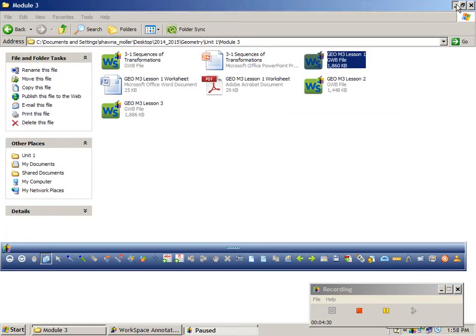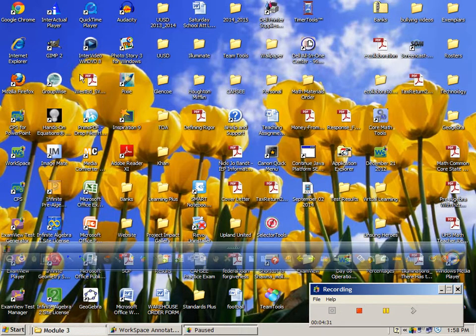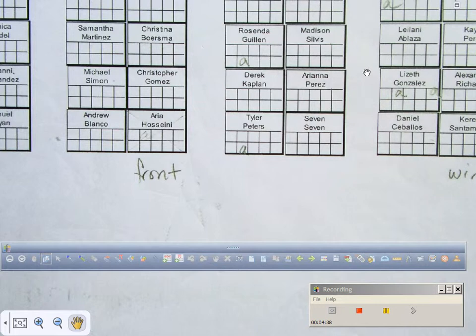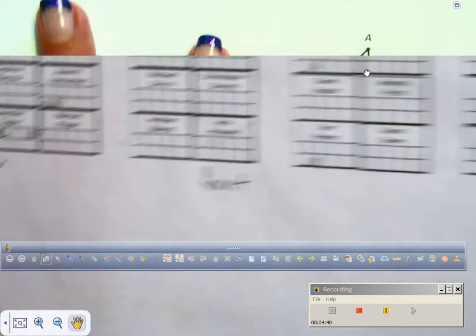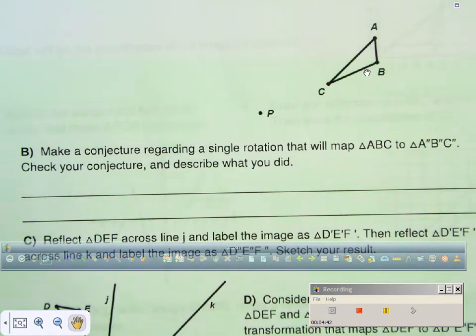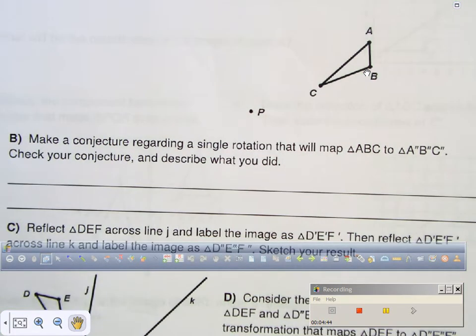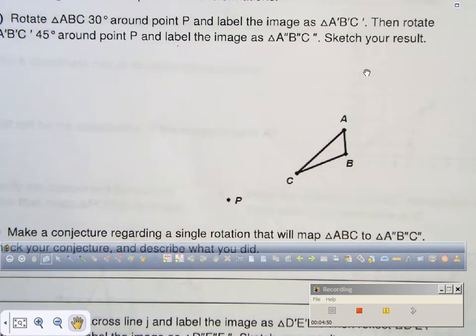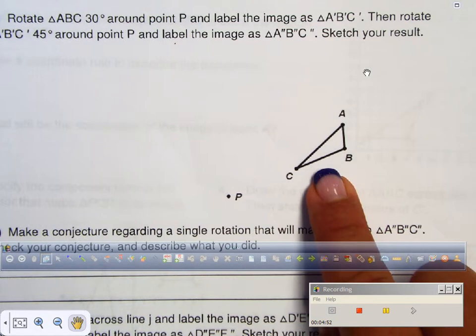Okay, so I'm going to attempt to do this so that you can see it as I'm recording as well. So I'm going to open up ImageMate. Bear with me, guys. Let's see. I've never attempted this before. Hopefully it's recording right now. It should be because it's on a different screen. Okay, so I'm going to go ahead. Can somebody get me a new piece of patty paper, please?